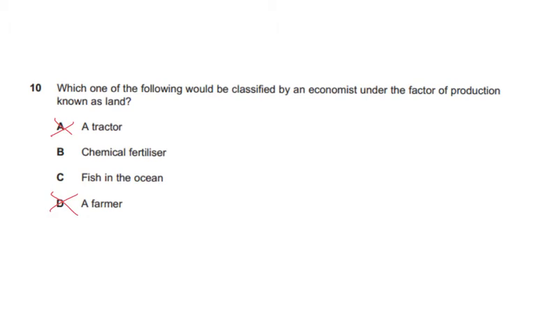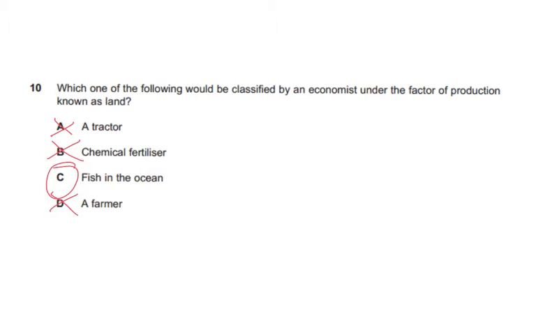Chemical fertiliser. We are not there talking about something which is extracted in its natural state, hence chemical fertiliser rather than natural. So chemical fertiliser implies that it's had some sort of production process done to it. That makes it man-made, and if it's man-made, it's capital. So we can rule those out. So the only one of those that would be considered land is fish in the ocean.